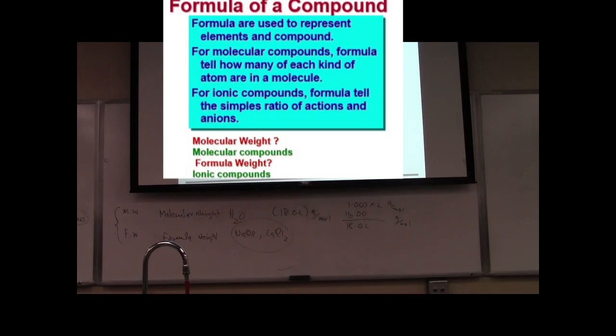How many of you got the idea? Molecular weight is for molecular compounds. Formula weight is for ionic compounds. Don't call it the molecular weight of sodium chloride. I mean, it's okay, but it shows that you really don't know what you're talking about. There's no molecule. I try to correct it because it may not be a big deal, but in the long run, you have to know what you're talking about.